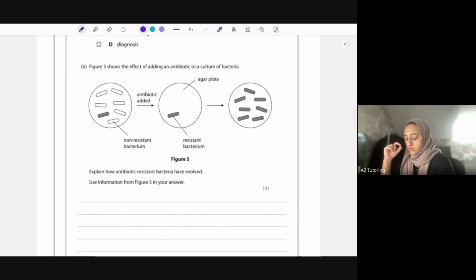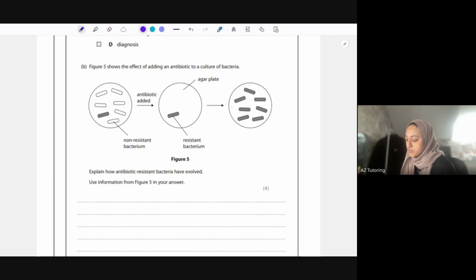Okay, we've got an antibiotic resistant question now. Figure 5 shows the effects of adding antibiotic to a culture of bacteria. A culture is just one of those petri dishes, and you can see the spots on it that end up growing. Looking at this petri dish, the ones that are not coloured in are the non-resistant bacterium. Bacterium is just referring to one, bacteria is multiple. Then in the second one, after the antibiotic is added, you can see the coloured one remained, and the coloured one is the resistant bacterium, the one that's resistant to the antibiotic working on them.